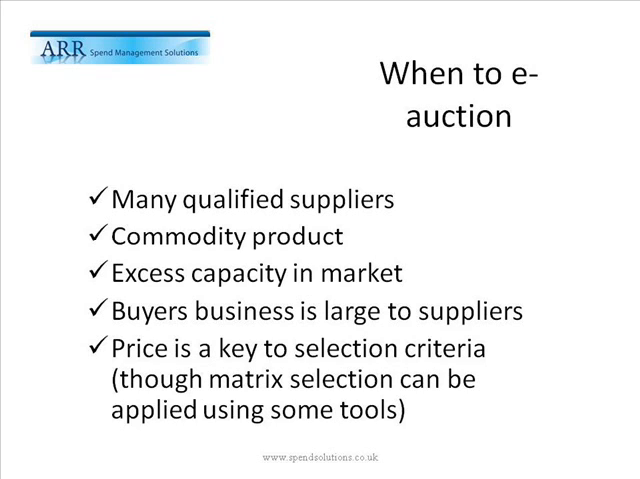When to e-auction? Well, when there are many qualified suppliers, if the product is a commodity product, if there's excess capacity in the market, if the buyer's business is large to suppliers, and if price is a key determinant. However, there are now tools on the market which allow other selection criteria to be included, such as on-time delivery, supplier performance, and perhaps even customer service.